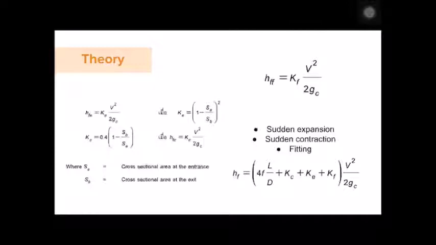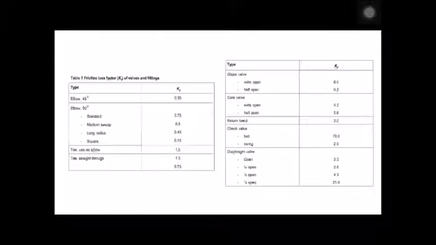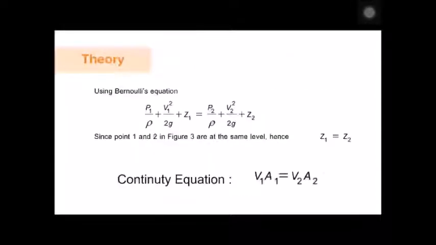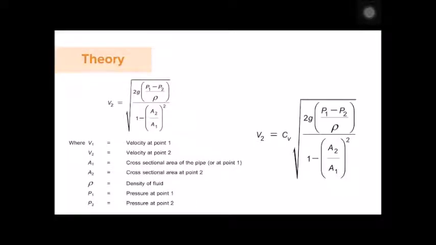So for venturimeters, a venturimeter is a device used to reduce the pipe from the bigger to the smaller, or the smaller to the bigger. These are the Bernoulli equation and continuity. When we combine these two equations, we can get V2. Usually V2 is a larger value than V1. So we need to add Cv, which is the coefficient of the venturimeter.